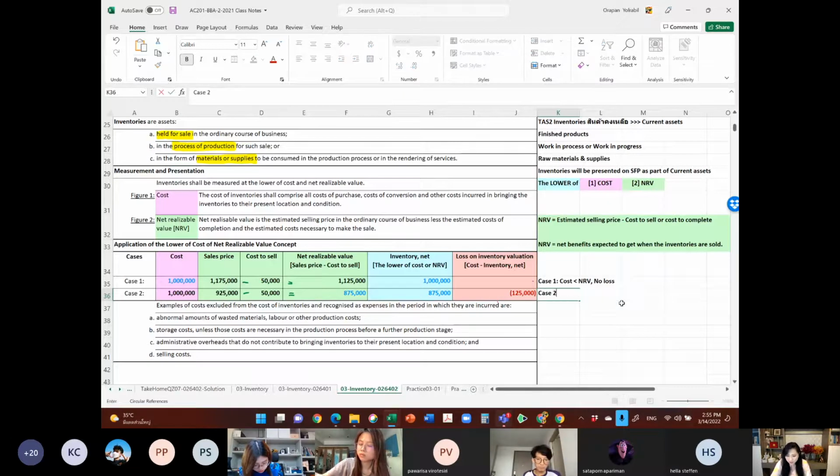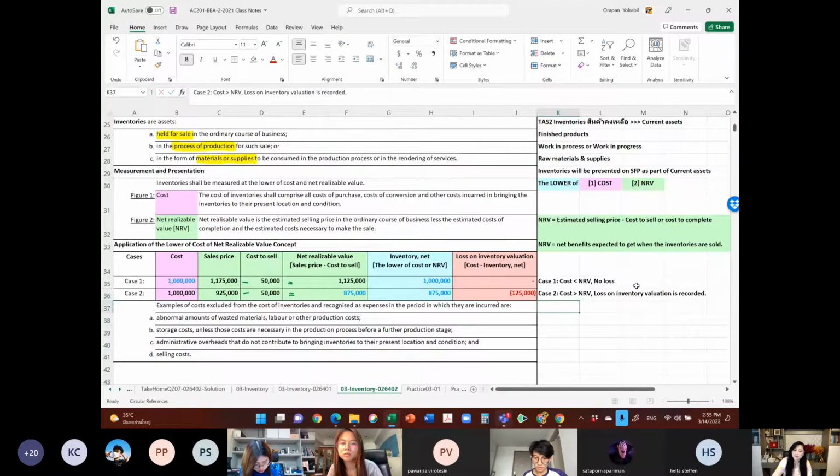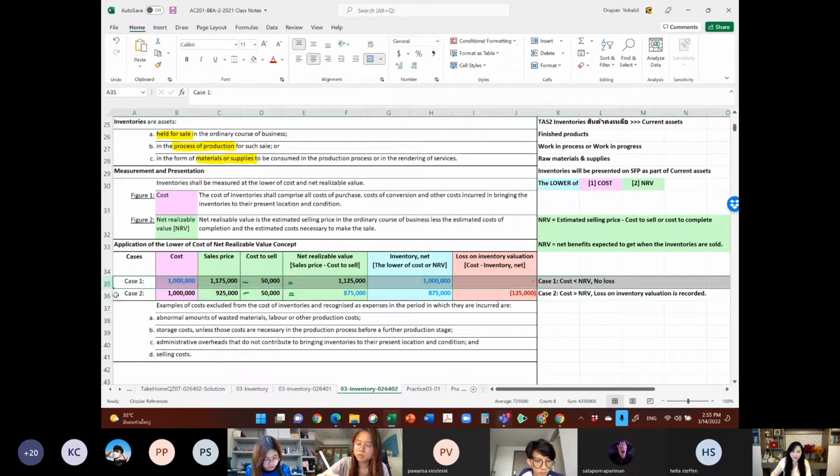So this is case number 2. The cost is actually greater than the NRV. So there will be loss on the inventory valuation recorded. So for case 1, you don't have any loss, but for case 2, you do.